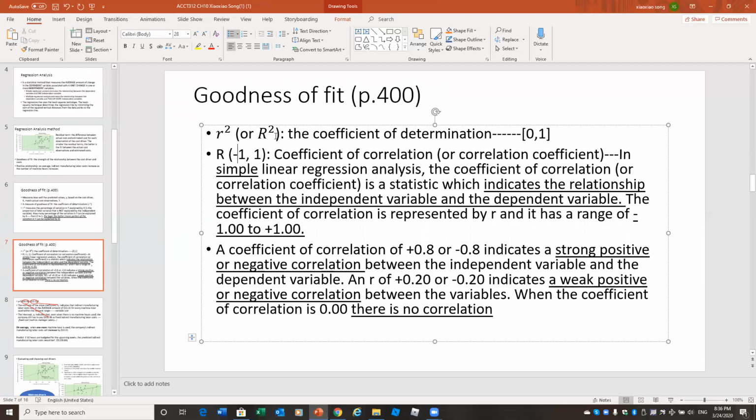But R square, since it's a square, can only be from 0 to 1. R is the coefficient of correlation, so it tells whether they are positively correlated or negatively correlated.